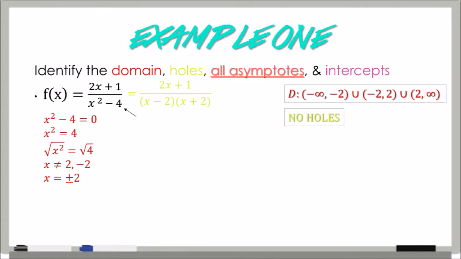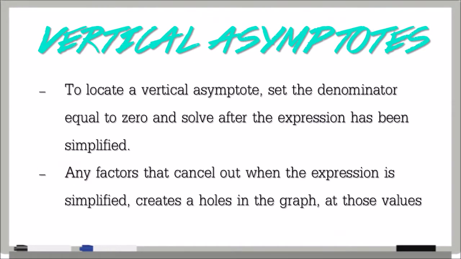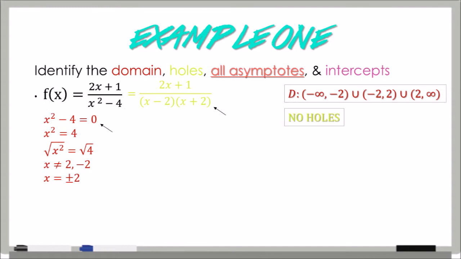Next, we'll find all of our asymptotes. First, our vertical asymptotes. If we go back and refer to our vocab, we can conclude that in order to locate a vertical asymptote, we set the denominator equal to 0 and solve after the expression has been simplified. Earlier, while finding the domain, we took our denominator and set it equal to 0. We also did that when we were simplifying to find our holes. When we did that, we found that x equals plus or minus 2. Therefore, our vertical asymptotes are x equals plus or minus 2.